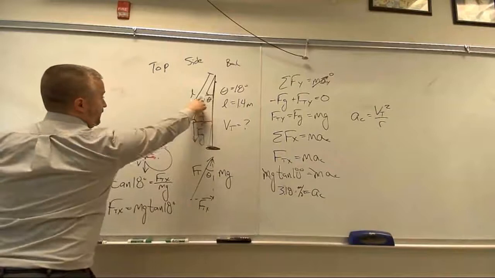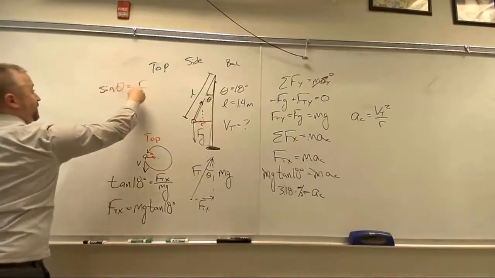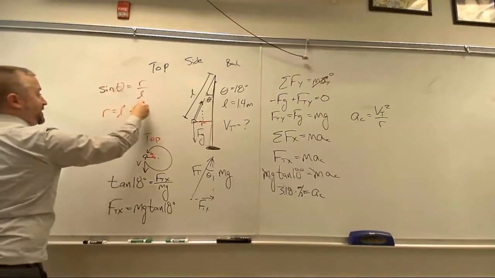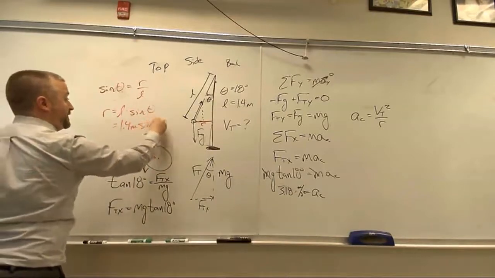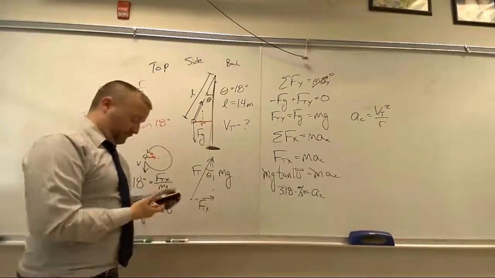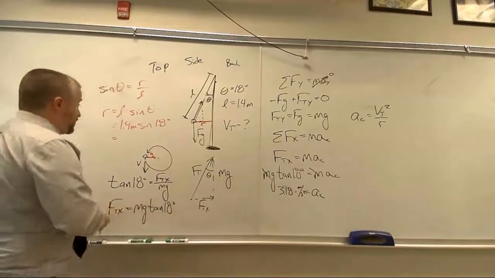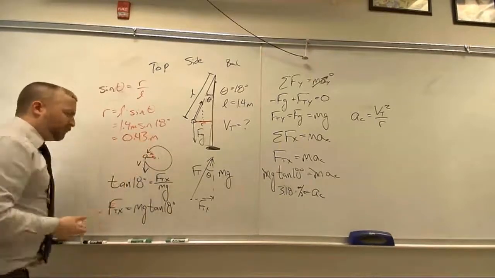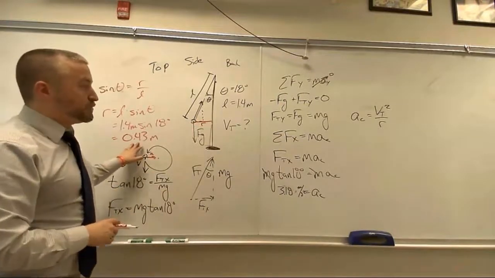This is opposite of the angle, and that's the hypotenuse. So the sine of the angle is equal to opposite r over hypotenuse L. So radius is equal to length times the sine of the angle, or 1.4 meters times sine of 18 degrees. So this radius is 0.43 meters, about 43 centimeters. So that kind of makes sense. That's how far it would be from the pole.